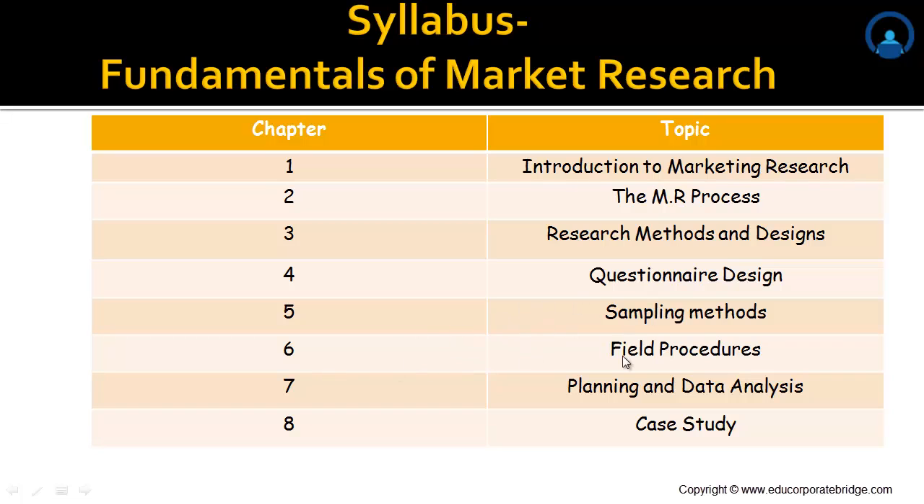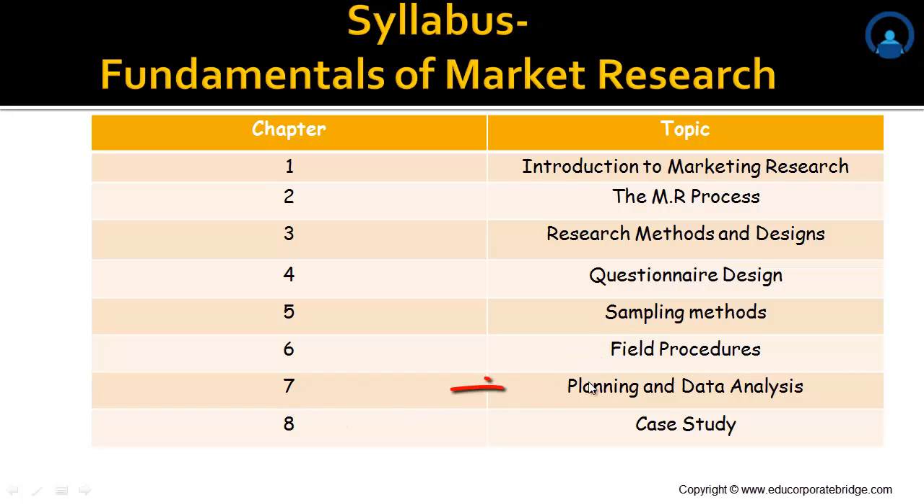Chapter number 6, this is the sweetest and the smallest chapter, field procedures. This has got to do with how companies like probably Nielsen or IMRB or many big research firms, how do they go about their field procedures. How do they brief their field people about how the field work should be conducted? How do they go about their moderator booking and all of these aspects? So a very sweet, small, very nice, simple chapter. Got to do with a lot of practical aspects.